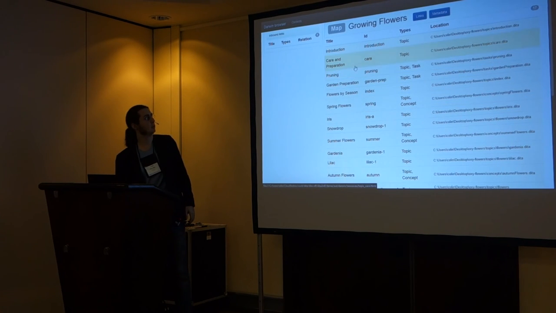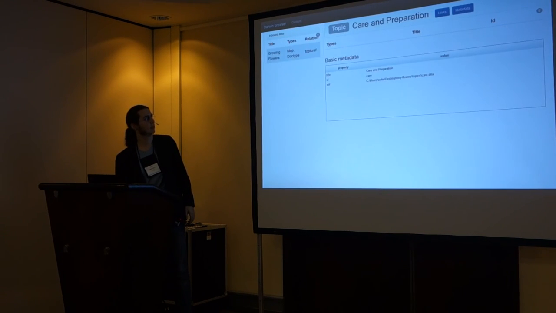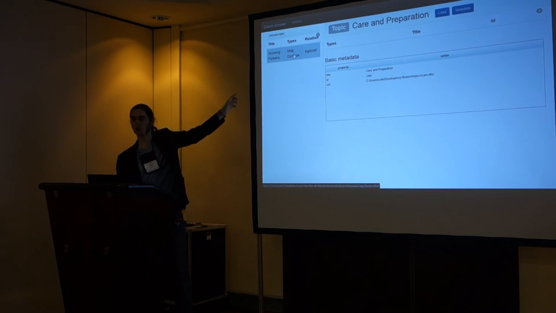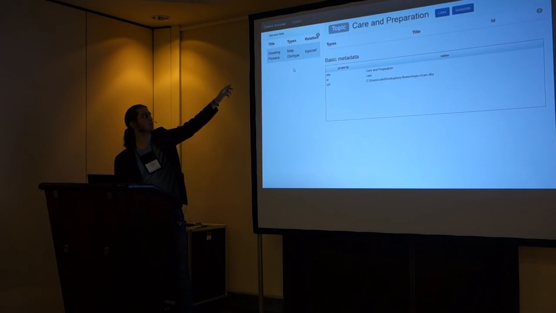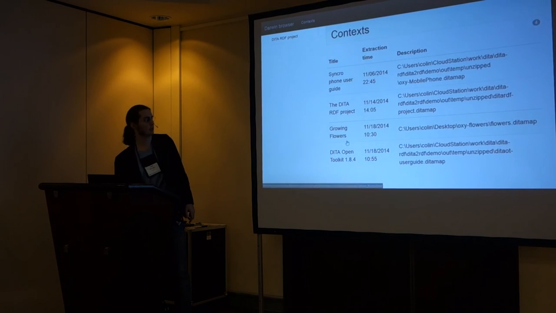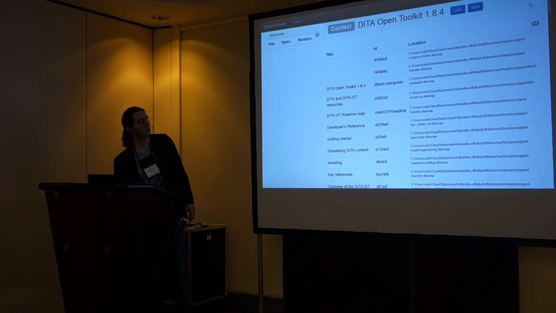And finally, we can open a topic. For topics, there isn't much to see here, except that you have the title, the ID, and the path of the file. And here, we have an inbound link. That's a file, here a map in blue, that refers to this topic. Let's see a more interesting example with more linking, the DITA-OT user guide. So here are many maps.